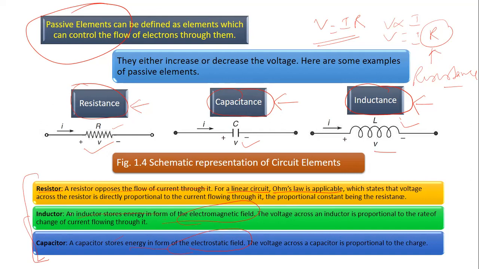The first category of circuit elements is active elements and passive elements. Active elements are those elements which generate electrical energy, and passive elements are those elements which do not generate electrical energy, rather they either dissipate electrical energy or store electrical energy in some form.